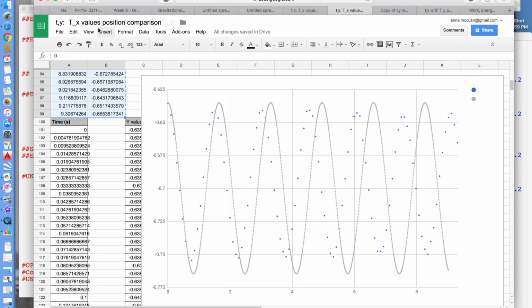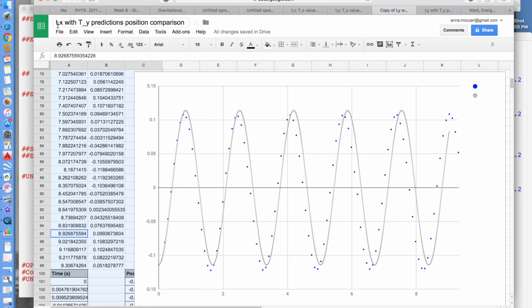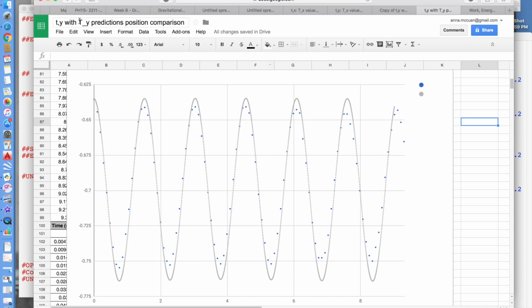As you can see, when the y values were plotted using the period from the x values, significant error resulted. The x values using the predictions for the period from the y values was slightly better, although still not great. The y values plotted with t sub y are the best, although we do see some discrepancies as the real-life model loses energy in the y direction.